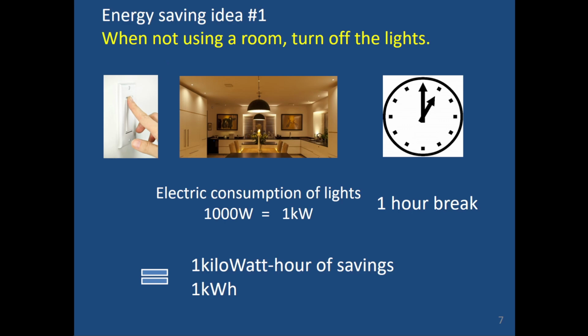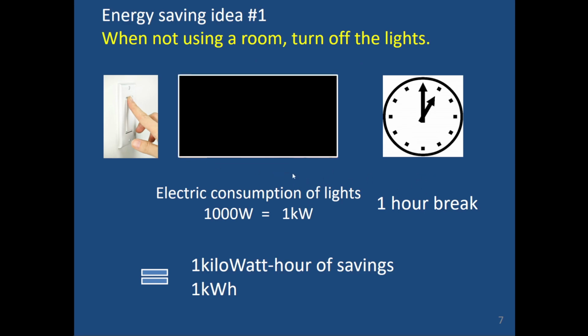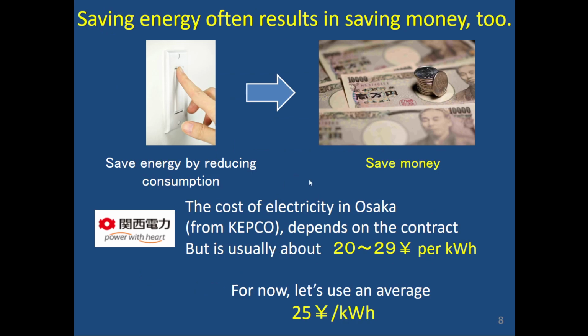One of the goals of this class is to talk about saving energy. A simple energy saving idea is when you're not using a room, turn off the lights. That's common sense, right? So if this is a 1,000 watt lighting setup, or 1 kilowatt, and you take a 1 hour break, you turn off the lights for 1 hour, you save 1 kilowatt hour. And saving energy often results in saving money too.